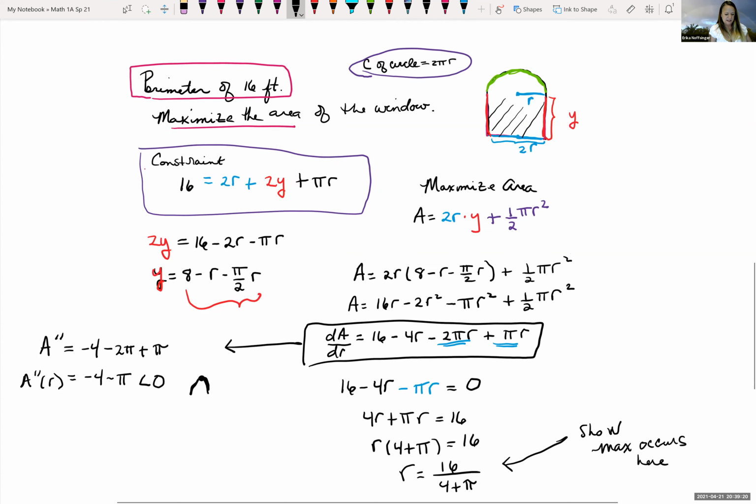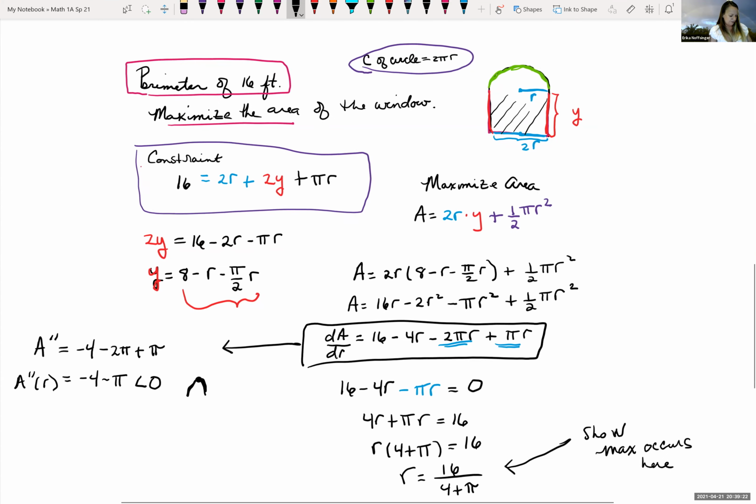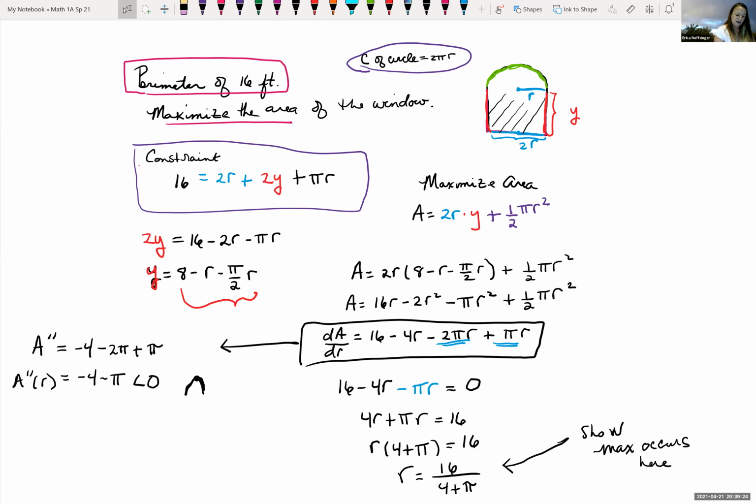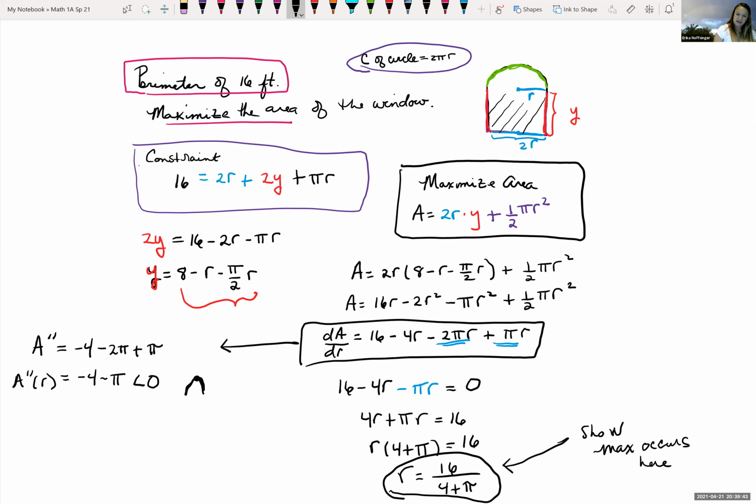Let's just keep it as that. So that's where the maximum area occurs, when r is 16 all over 4 plus pi. We want to find what the maximum area actually is. So we need to do a little bit more work.